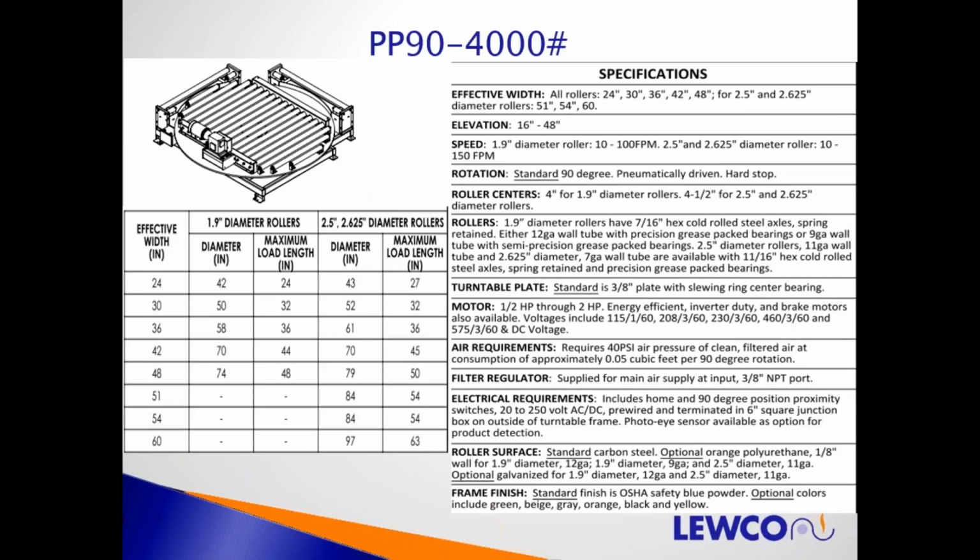On the left-hand side, it shows you the effective width you would pick and how that affects your diameter and your load length. Shows you the 1.9 and the 2.5 and 2 5/8 series there. Again, this is on our website, a standard PDF you can pull up at any time to get all these dimensions. There's a little bit more detail on the actual PDF. I cut it up for these slides for you guys.